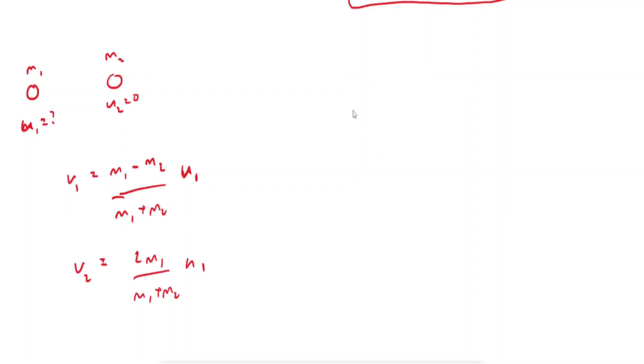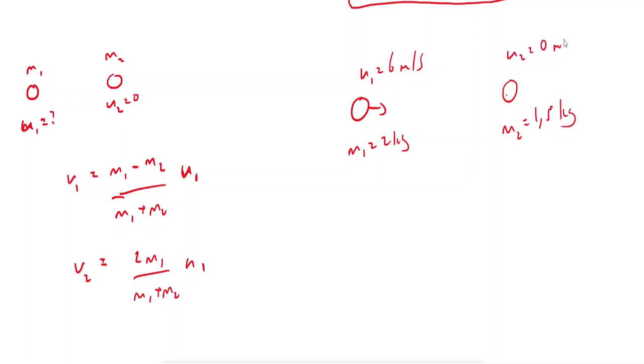An example would be: let's say I have an object moving with U1 equal to 6 meters per second, and the mass M1 is 2 kilograms. There's another object, M2, which is 1.5 kilograms, and initially U2 is 0 meters per second. You are asked to find the final speeds for both the first object and the second object.